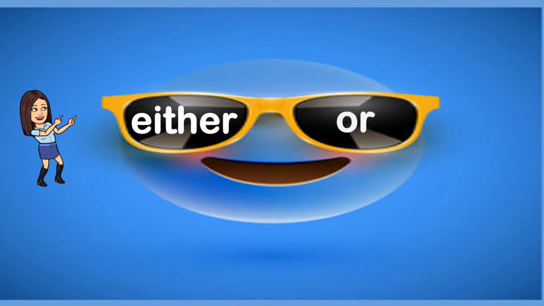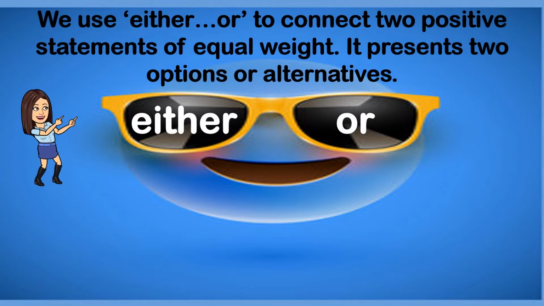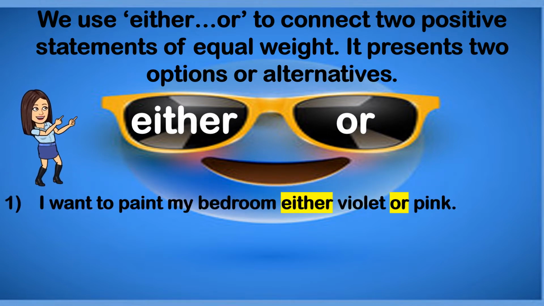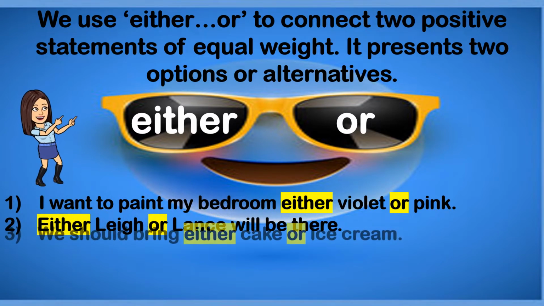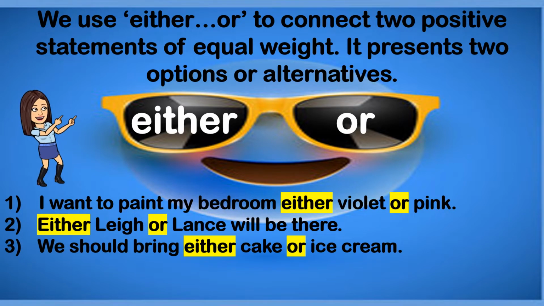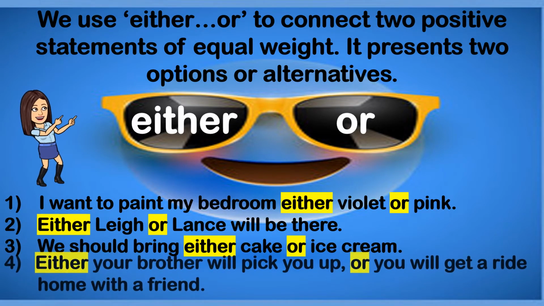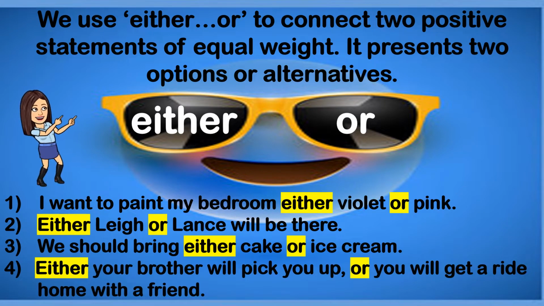Either or. We use either or to connect two positive statements of equal weight. It presents two options or alternatives. Examples: I want to paint my bedroom either violet or pink. Either Lay or Lance will be there. We should bring either cake or ice cream. Either your brother will pick you up or you will get a ride home with a friend.